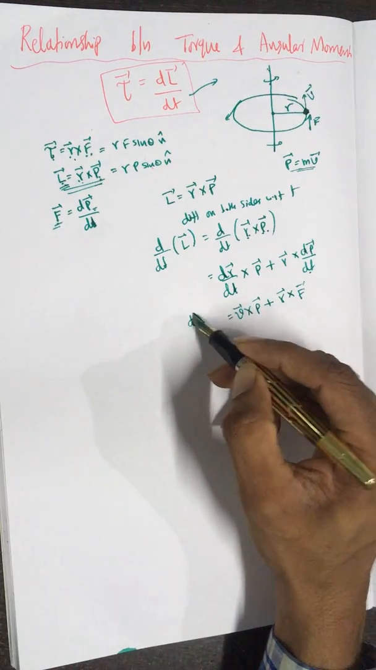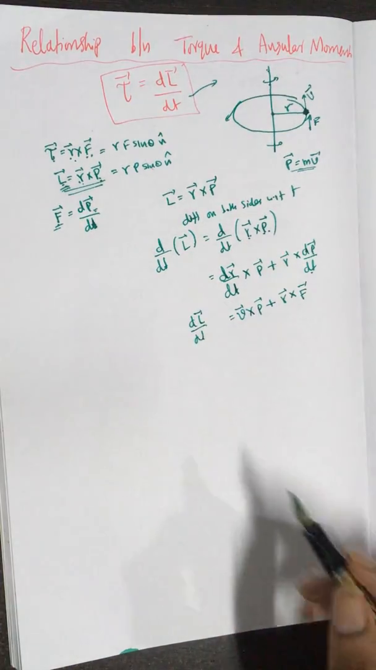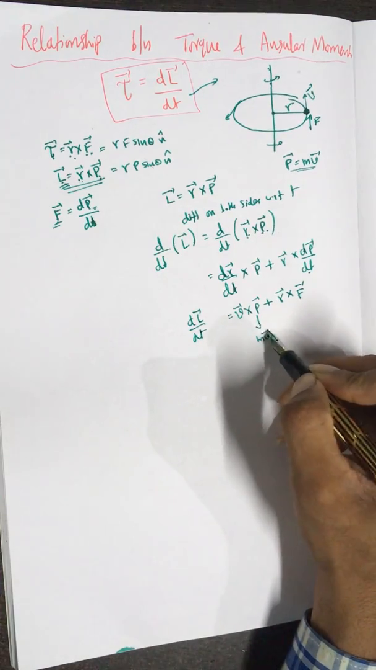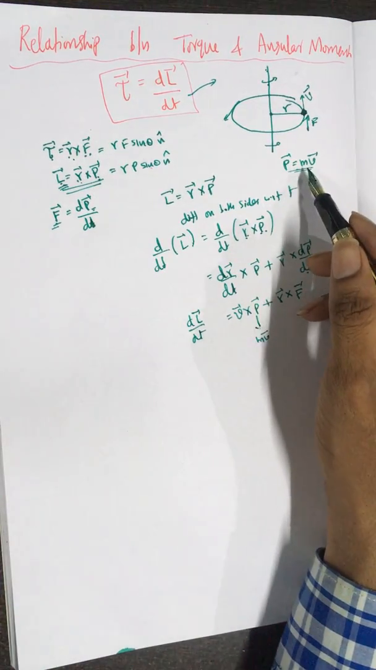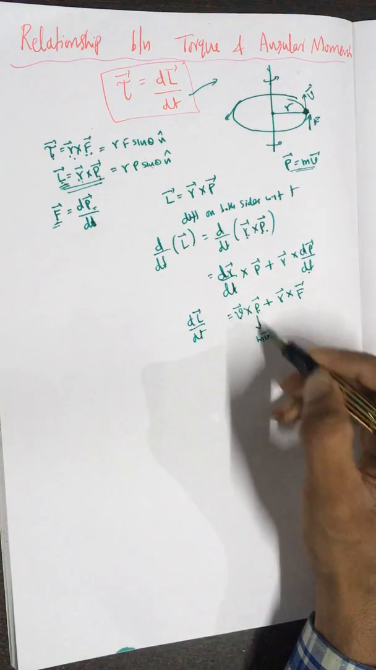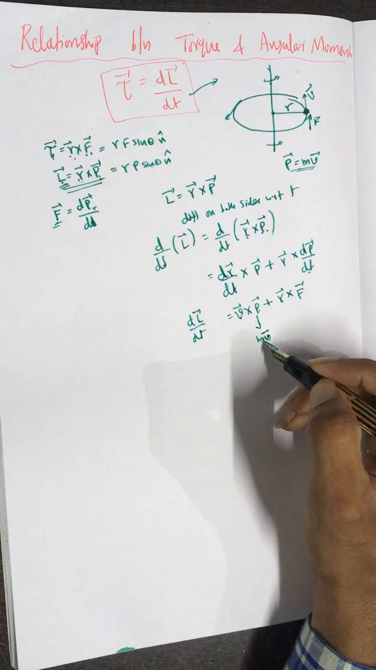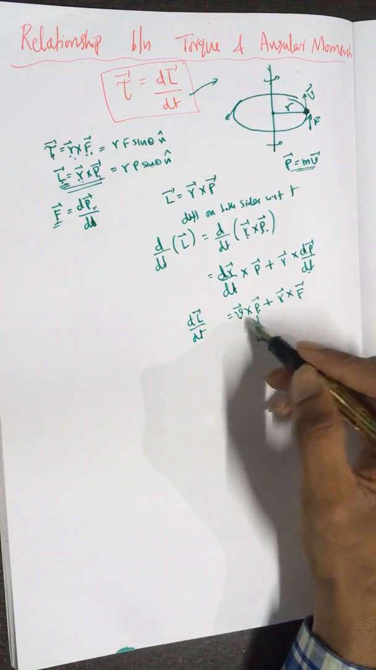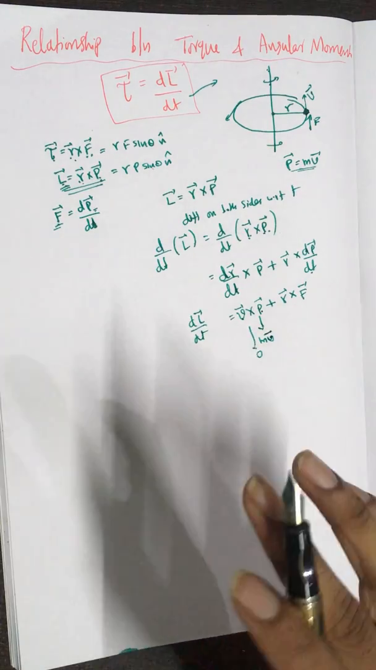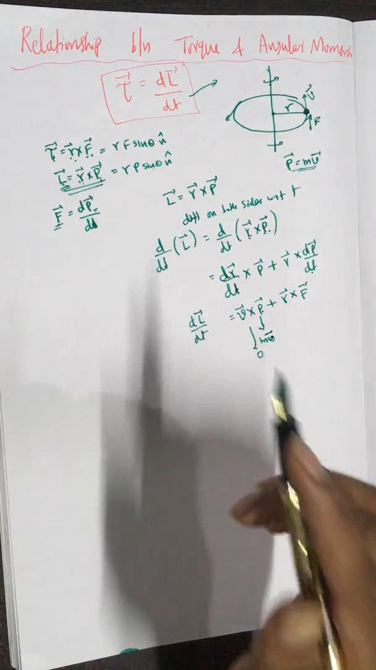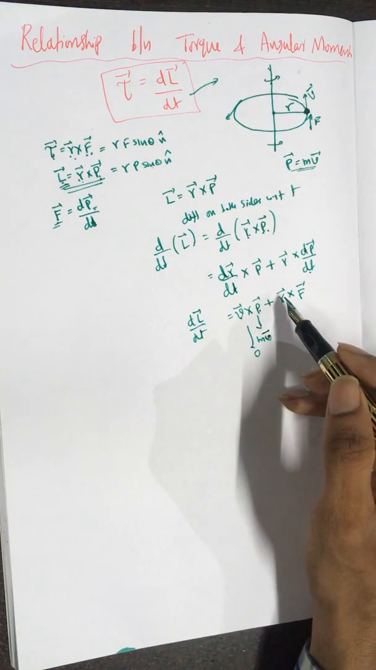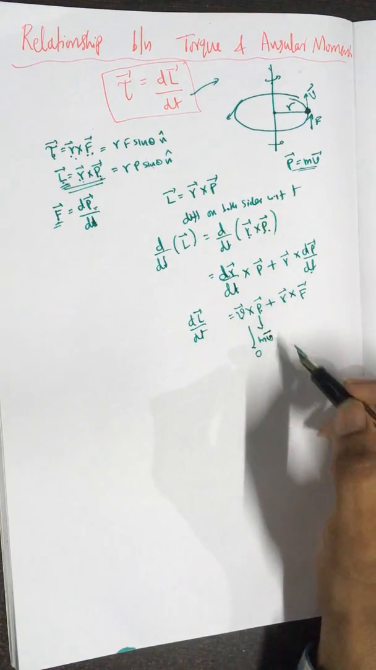On the left hand side I got dL by dt. Now v cross p: this p is nothing but m into v vector, because m is just a scalar quantity, so the direction of p and v are the same. So v cross v, because you have m which is a constant, you can take it outside. v cross v is equal to 0, because the cross product of two same vectors is always 0, because v cross v is v squared sine theta, theta is 0, and sine 0 is absolutely 0.